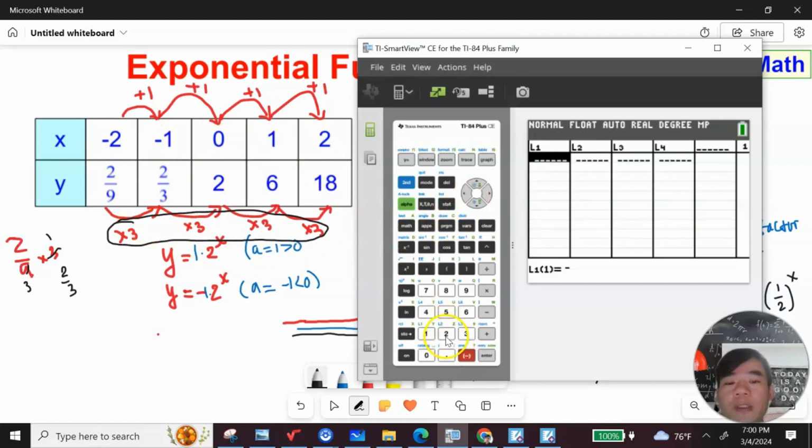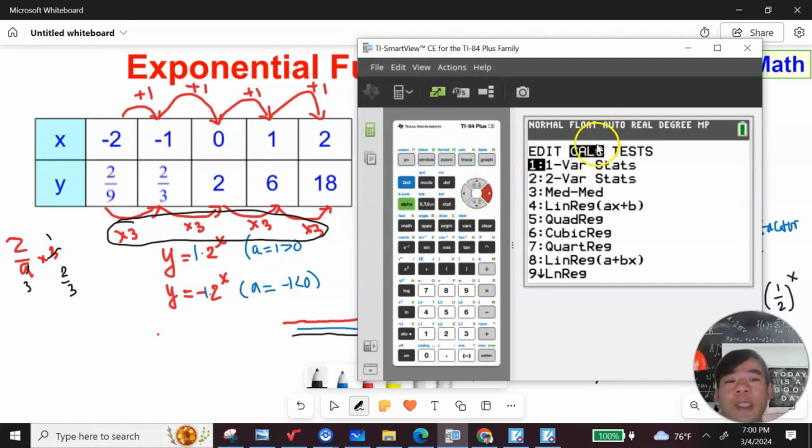Okay, so I put negative 2, negative 1, 0, 1, 2. Now L2 is gonna be 2 over 9. Okay. So I have 2 over 9. Next, 2 over 3. Okay. Next, 2, 6, and 18. Now, next, hit STAT again.